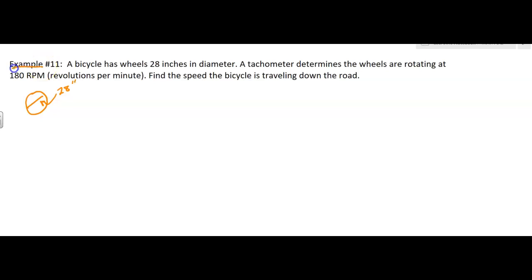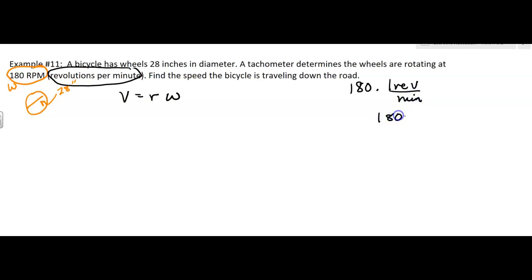So this 180, that's our omega, okay? That's the angular speed. So one of our formulas for linear speed is V equals the radius times the angular speed. Well, we know the angular speed, sort of. We know it's 180 revolutions per minute. Now, we're going to put that in radians. So if we have 180 times one revolution per minute. But one revolution is going to be 2 pi.